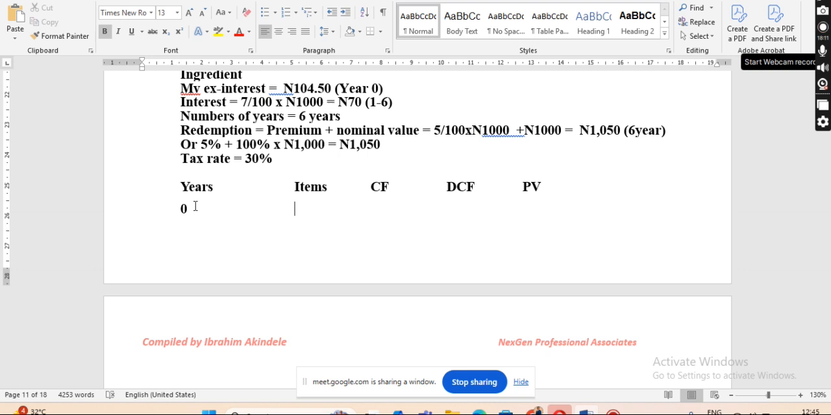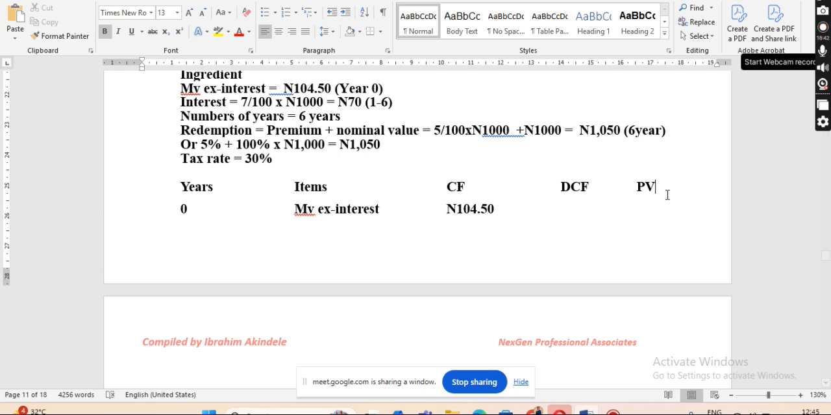Year 0. What are the items? Market value ex-interest. So what is the cash flow? The cash flow is 104.50. So which DCF are we using? Because if you want to get positive, how do we do it? Which DCF are we using?